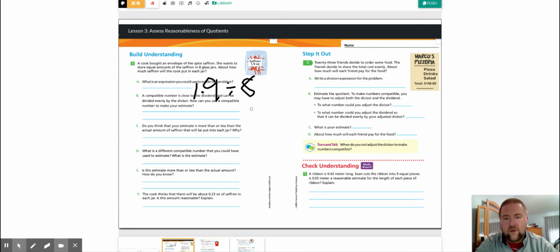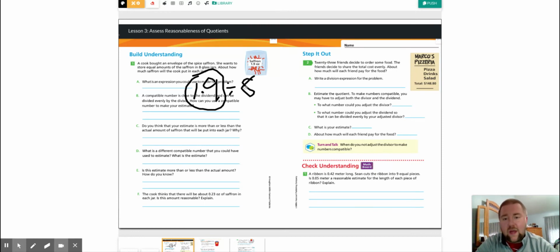So when we're dealing with this problem, we want to know compatible. In part B, it says a compatible number is close to the dividend and can be divided evenly by the divisor. How can we use compatible numbers to make your estimate? We have 1 9/10 as our dividend. If we ignored that decimal point for a minute, that would be 19 tenths. Can 19 be divided equally by 8? No. So we want to try and think about what number close to 19 could be divided by 8.